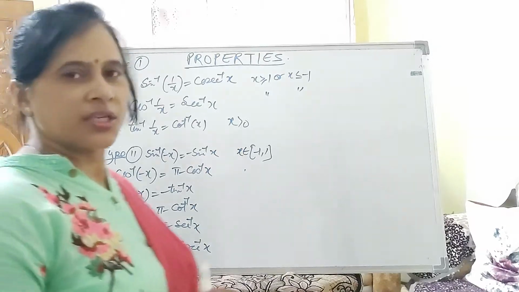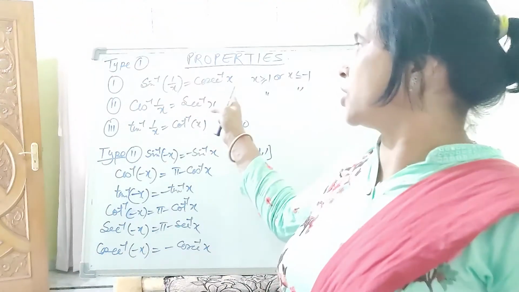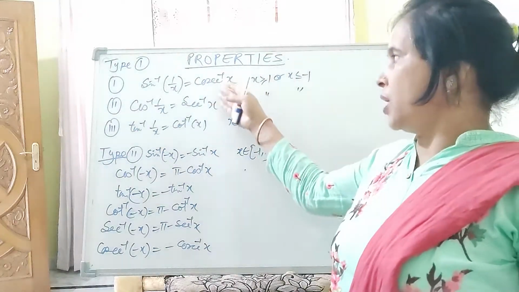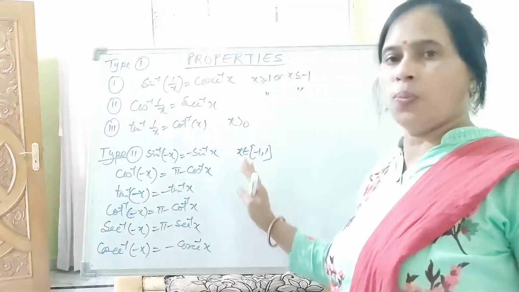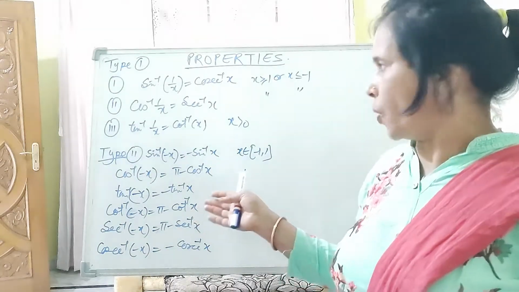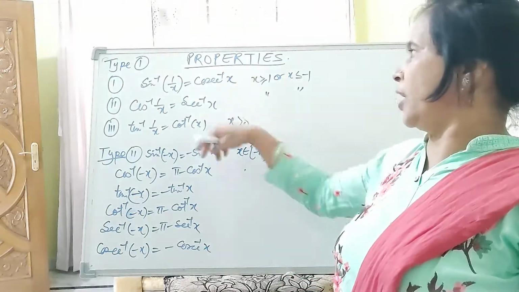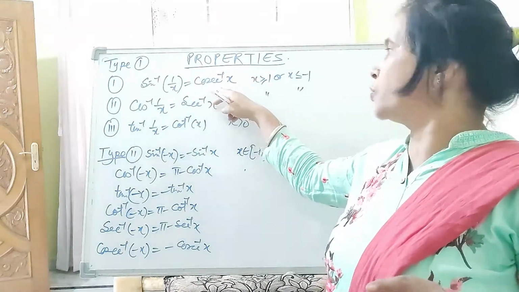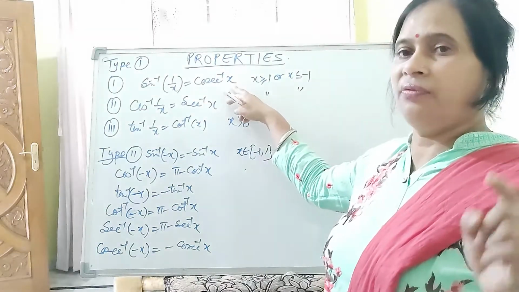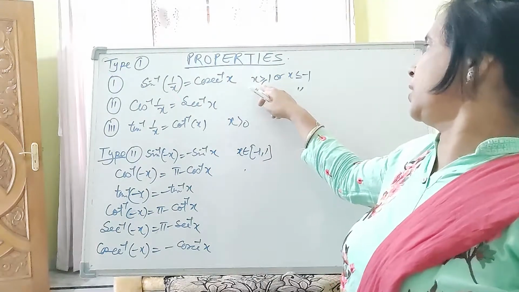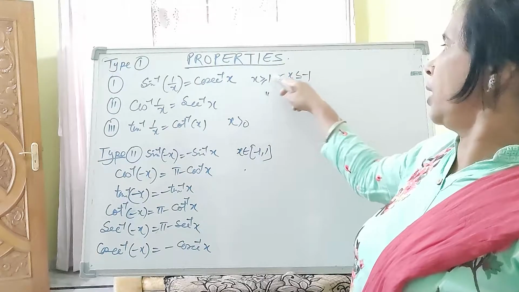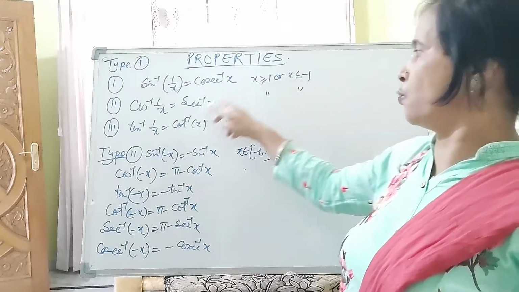Hello dear students, here I am going to take some properties of inverse trigonometric functions. I have written two types of property. There are a lot of types of properties, but two types I have written. Sine inverse 1 upon x is equal to cosec inverse x. Very important. Provided this x is greater than 1 and less than or equal to minus 1.